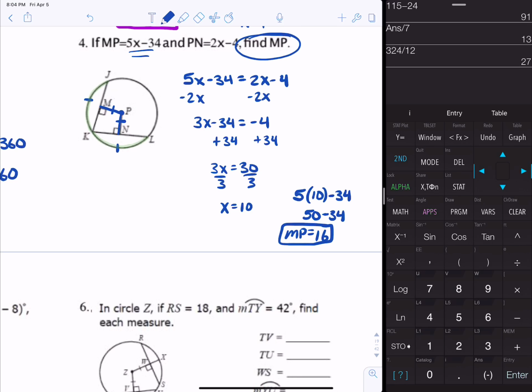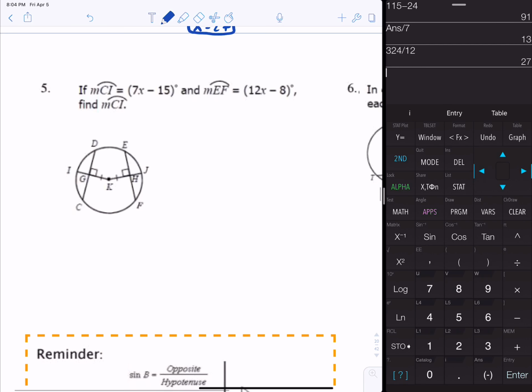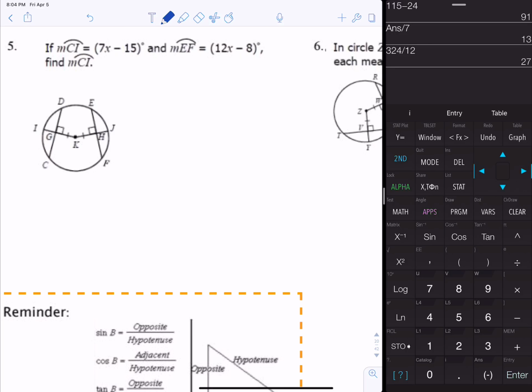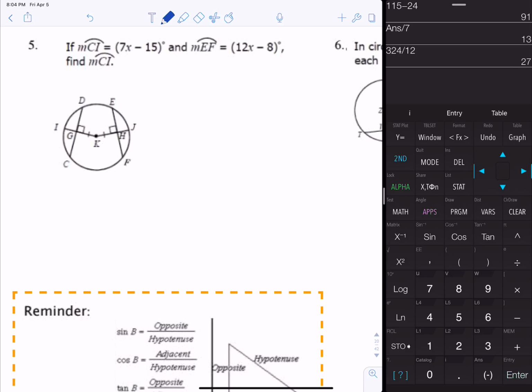Okay. So that's it for number 4. We just have a few more examples. So if the measure of arc CI is 7x minus 15, let's write that down. That's 7x minus 15. And the measure of arc EF is 12x minus 8. So EF is 12x minus 8. Find the measure of arc CI.